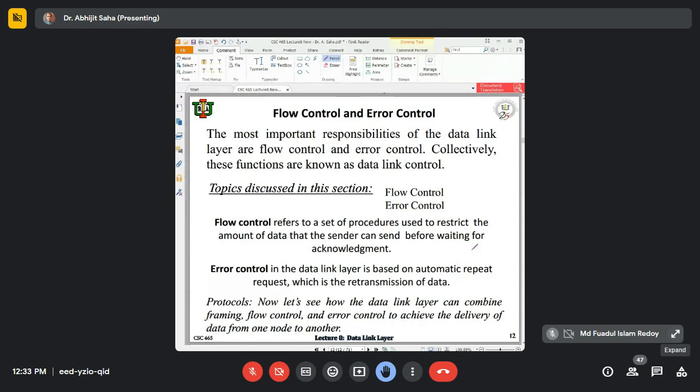In the case of error control, we said that one of the main goals of the data link layer is that when the sender node sends a frame to the receiver, the receiver should ensure that he has received the frame error free. If there is an error, he is going to ask the sender to retransmit the frame. So we are now going to study the protocols. Let's see how the data link layer can combine framing, flow control and error control to achieve the delivery of data from one node to another.